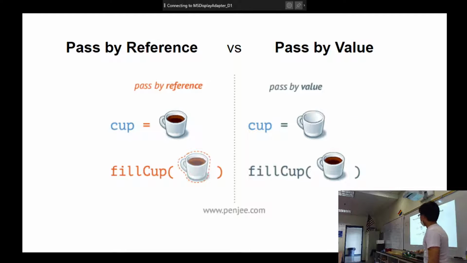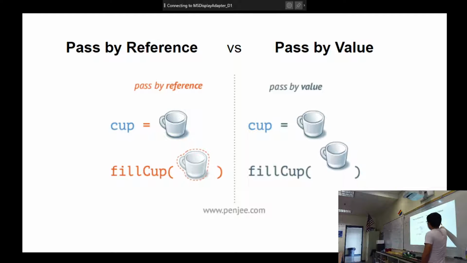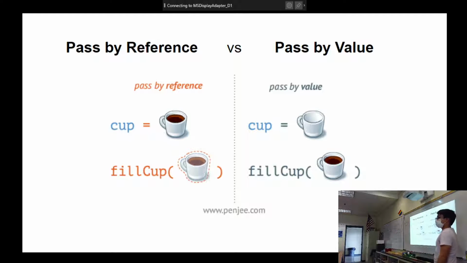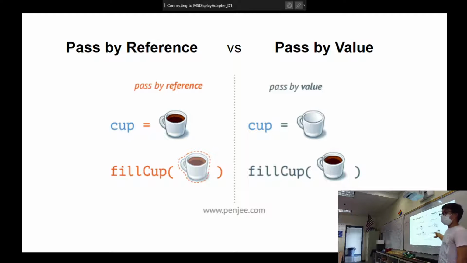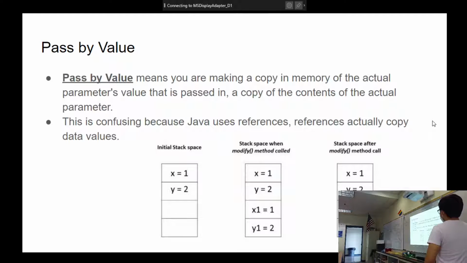Does that make sense? Here, we're passing a cup of coffee in, but we're copying the cup of coffee and passing in a new value. And that cup of coffee is different than the original. And I'll talk more about what these actually mean. We'll come back to this slide. So pass by value means you're making a copy in memory of the actual parameter's value that is passed in. So we're making a copy of some value. It is a little confusing in Java because we use references in Java, but references actually are taking a copy of a value.